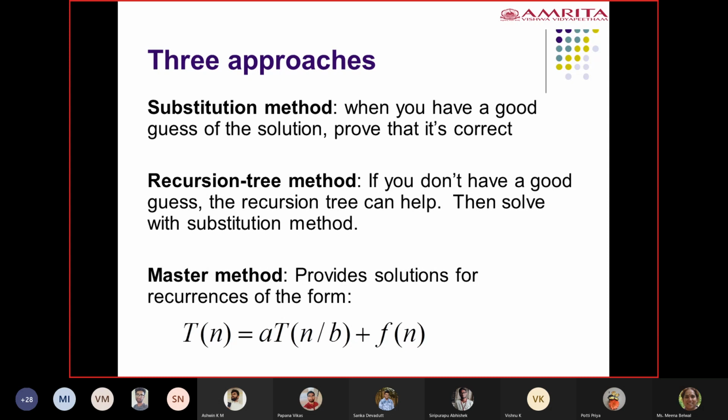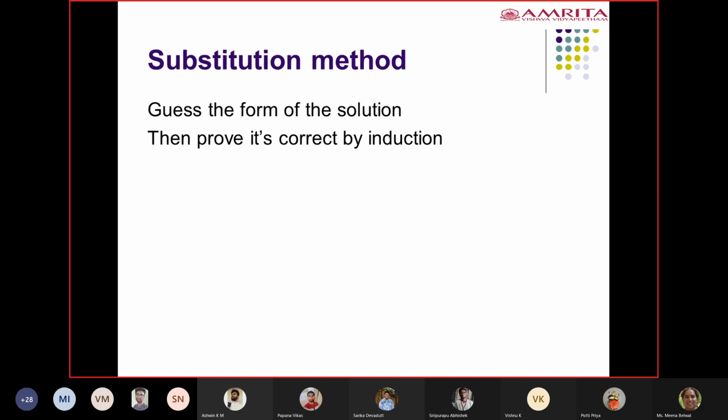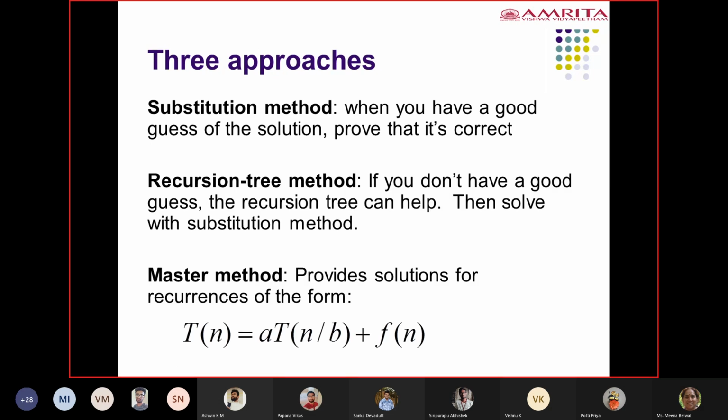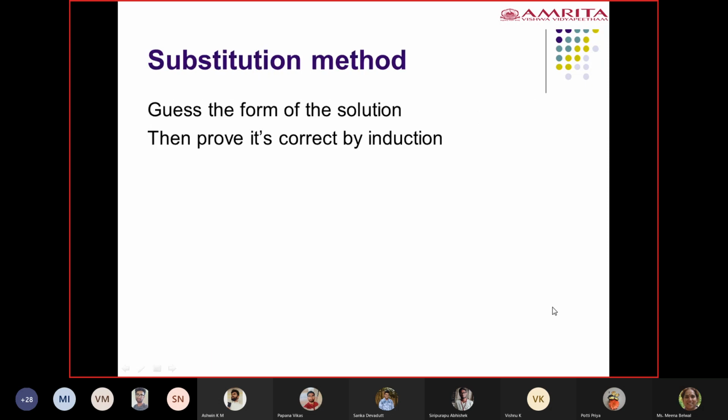And the master method is a theorem that provides a solution for recurrences of this form: T(n) = aT(n/b) + f(n). Then there are conditions: if f(n) is like this, and there is a relation between a and b like this, then this is going to be the answer. That directly tells you the answer. So all three are important. Yes, once you learn the master method, you don't want to do the substitution method and recursion tree method because you directly want to apply the master method. That is all fine, right?